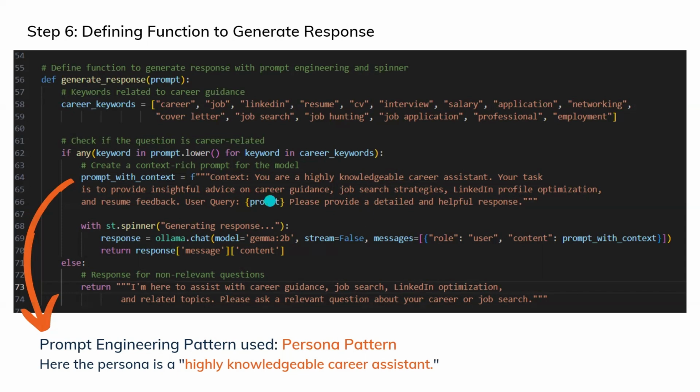Once it checks the condition that the prompt is related to the career keywords, then the model is queried with this context-rich prompt, ensuring the response is detailed and helpful for career guidance, and generates a response. If it is not relevant to these career keywords, then it will return a default message indicating the type of assistance provided. Also, a loading spinner is displayed while the response is being generated to inform the user that the system is processing their query.